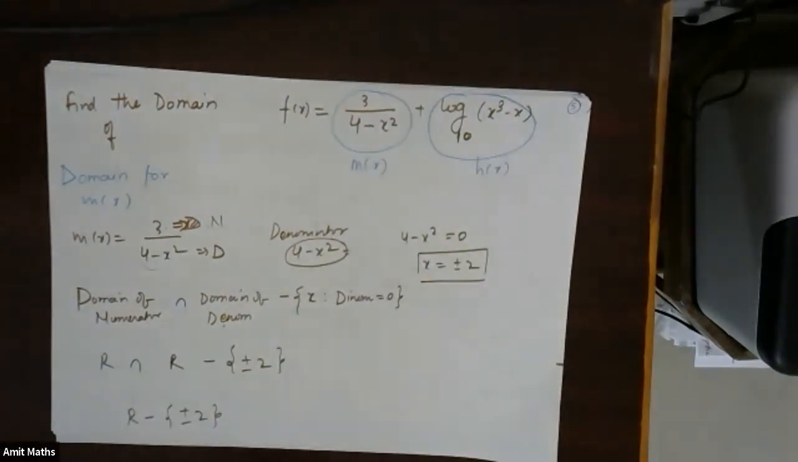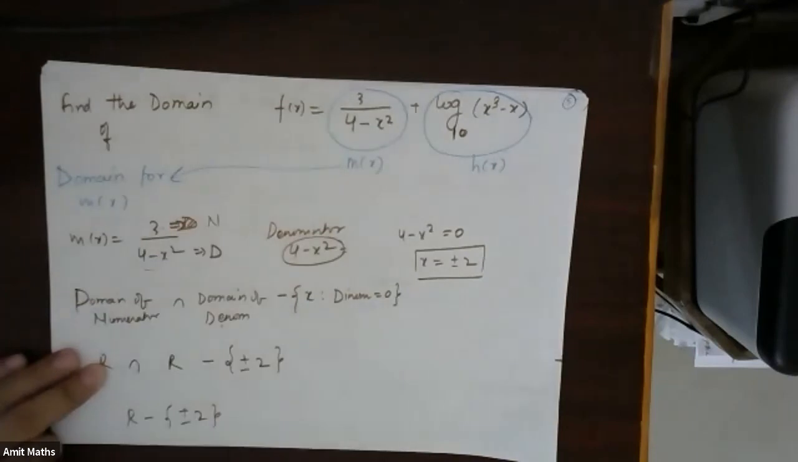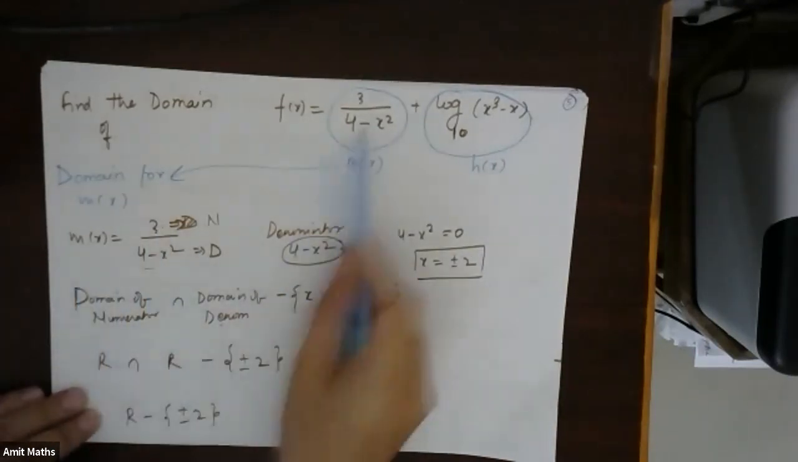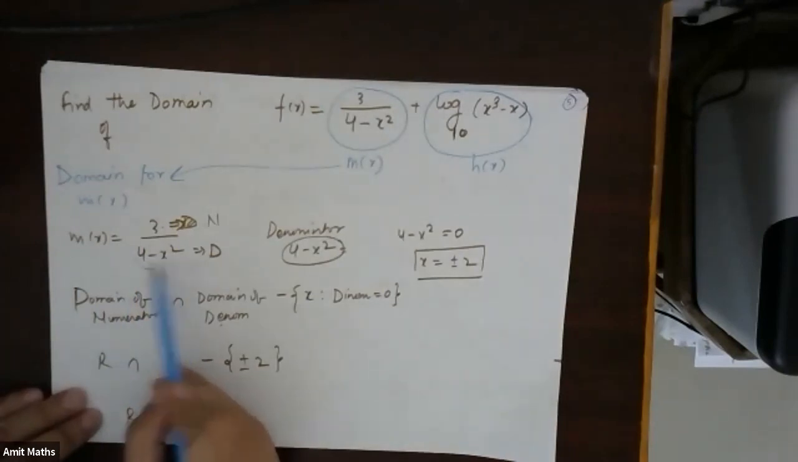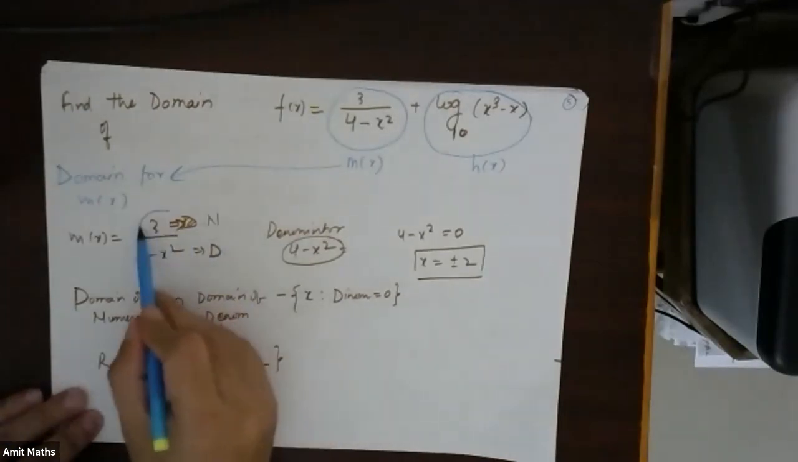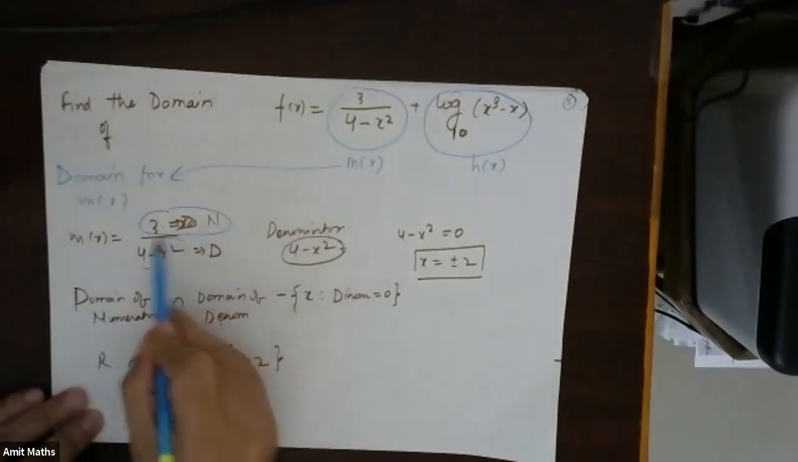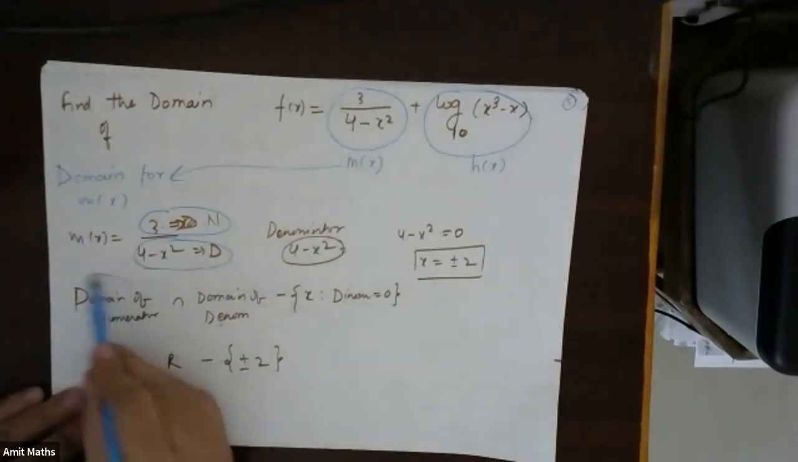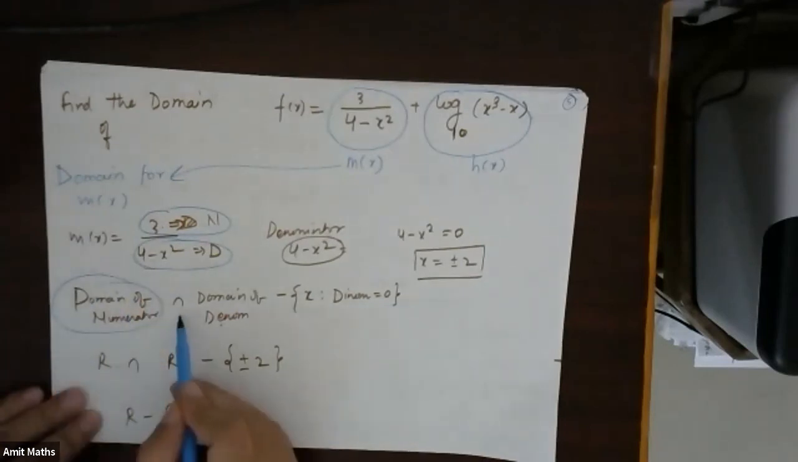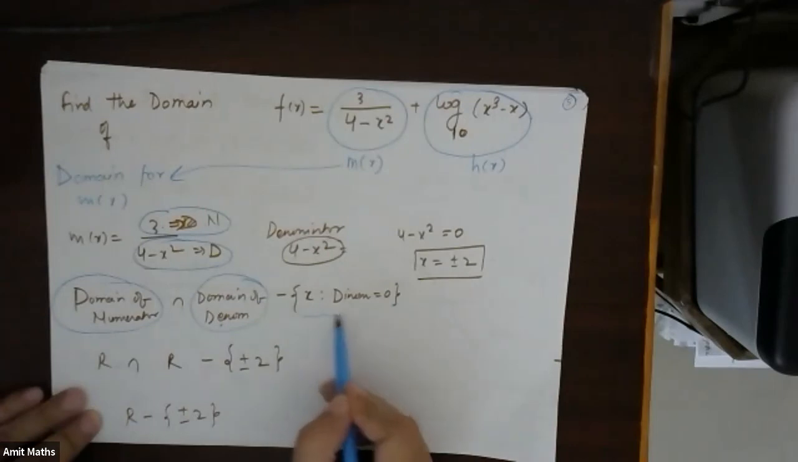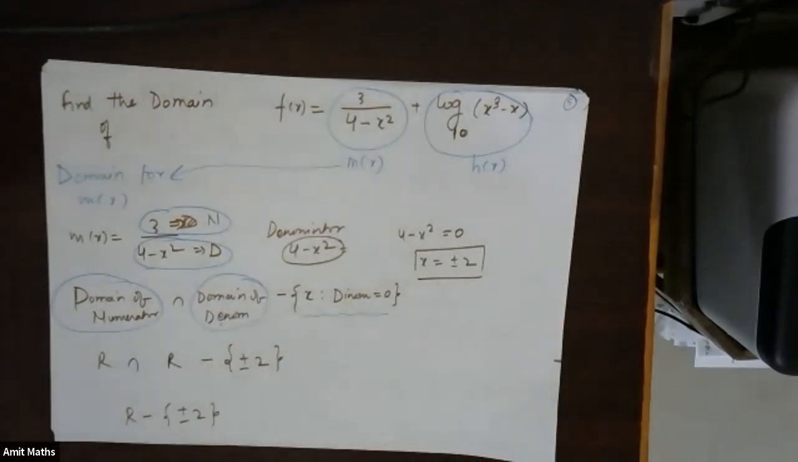First I will find the domain for m of x. M of x is equal to 3 upon 4 minus x square. As we have done before, I will take this as numerator and this as denominator. Then I have to find the domain of numerator intersection domain of denominator, minus the values of x for which the denominator is equal to 0.